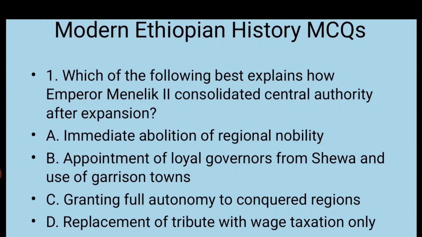Can you score 15 out of 15 on these modern Ethiopian history questions? But most of the students fail to do this. Can you pause the question, answer, then track your scores? Let's start. Question number 1.